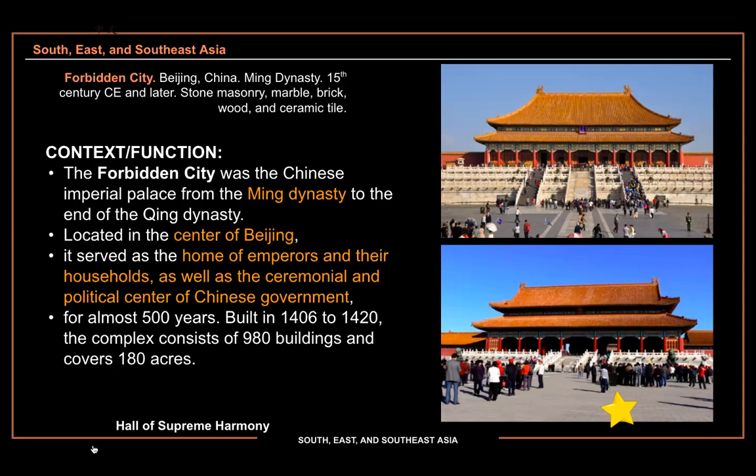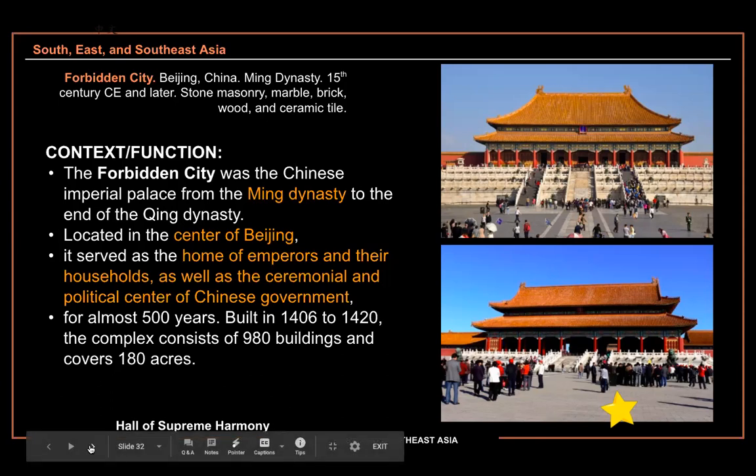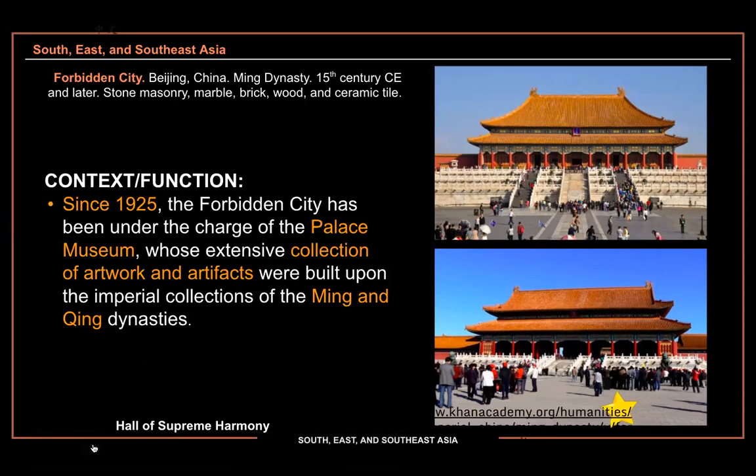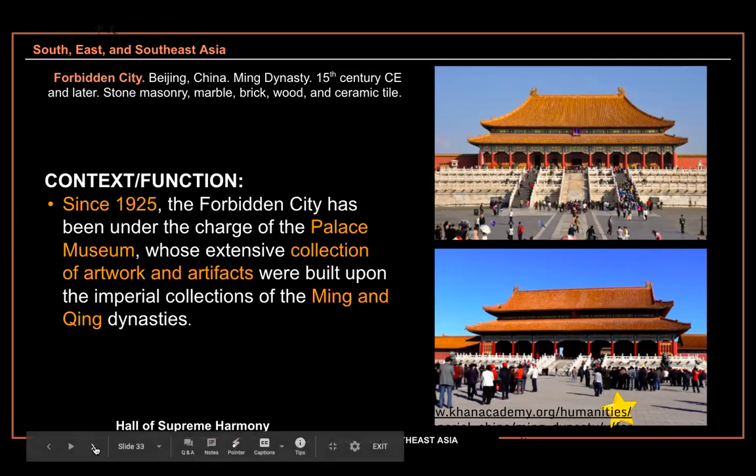And so for over 500 years, there was a series of almost 1,000 buildings, all dedicated to homes for the imperial family and all of the sort of civic buildings that they would need to rule and govern. So in 1925, when there was no longer an emperor in China, it became a museum. So today you would go there and be able to see a lot of the collections and the artifacts from the Ming and the Qing dynasty.